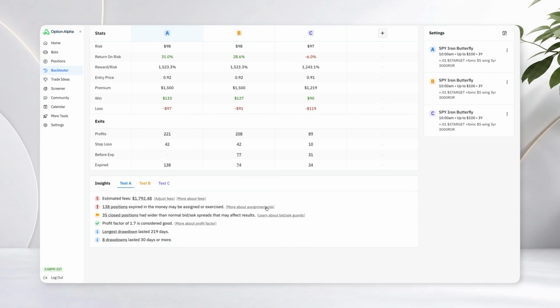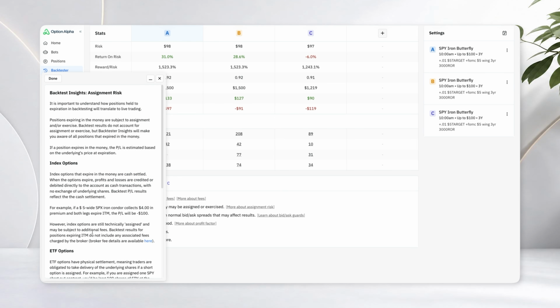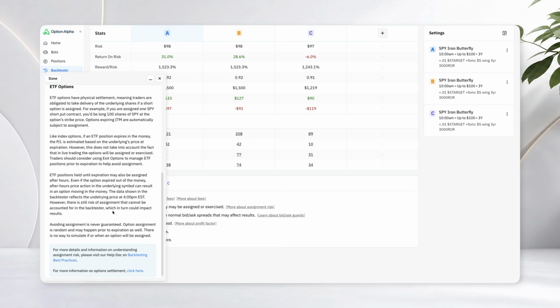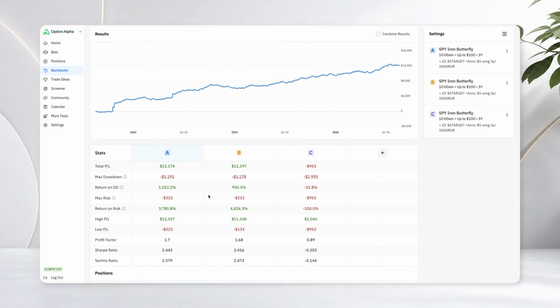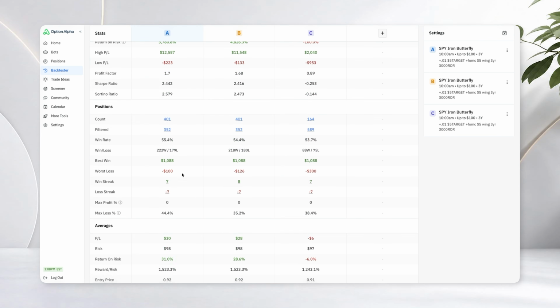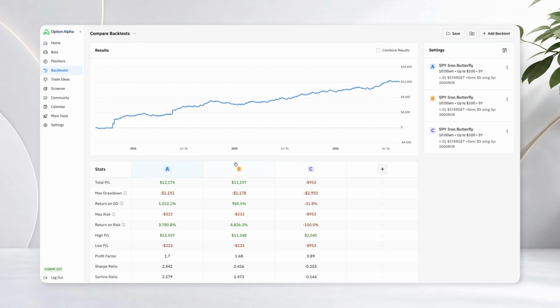SPY is an ETF option, so I have to think about assignment risk. That doesn't mean SPY is bad, and it doesn't mean that SPY strategies don't work, but I did not account for that. And you need to be careful with automated strategies because letting SPY contracts expire, there is assignment risk.